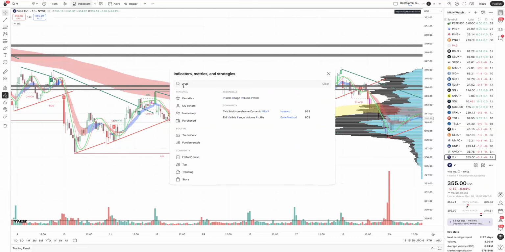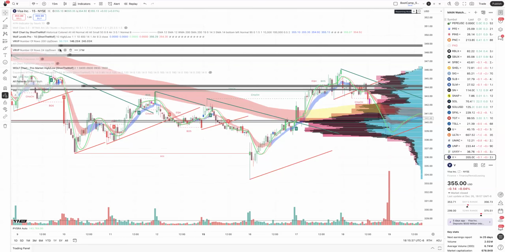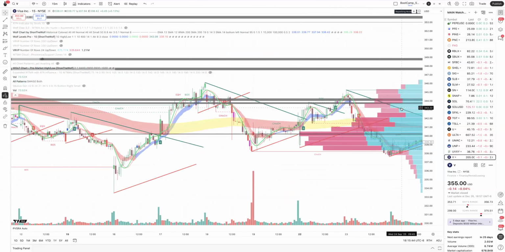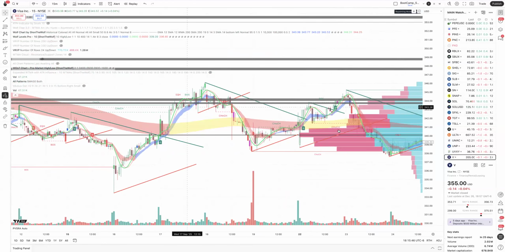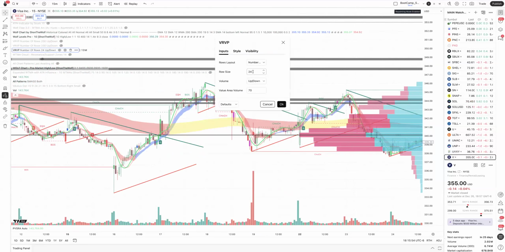You just type in VRVP, and then you click on the one that says visible range volume profile. And then you click that. It's going to give you these thicker blocks. Let me hide mine. So it's going to look like this, right? You see how this volume profile is right here on the side. All you have to do is double click on one of these pink or blue bars. It'll take you into the settings to make it more fine, like mine, more pinpoint accurate as far as what volume is actually pointing out.